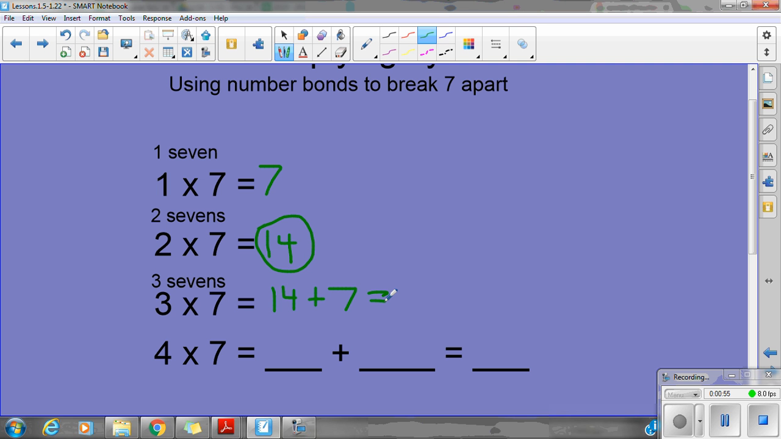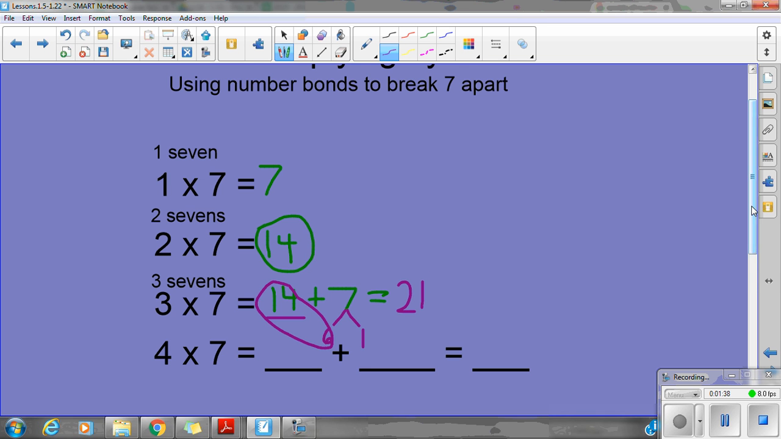Sometimes it's easier just to add to the next 10. So if I have 14 and I want to get to the next 10, which would be 20, I could break 7 down using my number bond strategy to get to 20. So what do I need to get to 20? I need 6 more to add to 14. So because of that, I can break 7 down into 6 plus 1. 14 plus 6 would give me 20, and 20 plus 1 is 21.